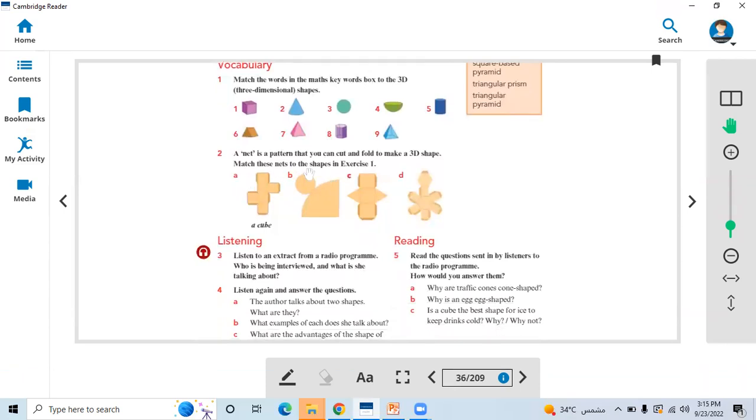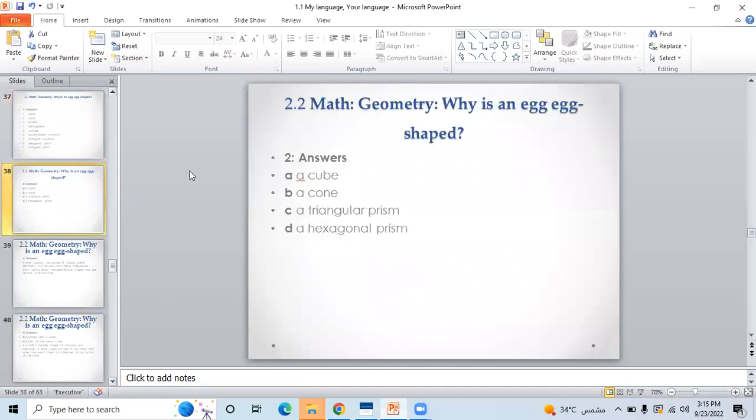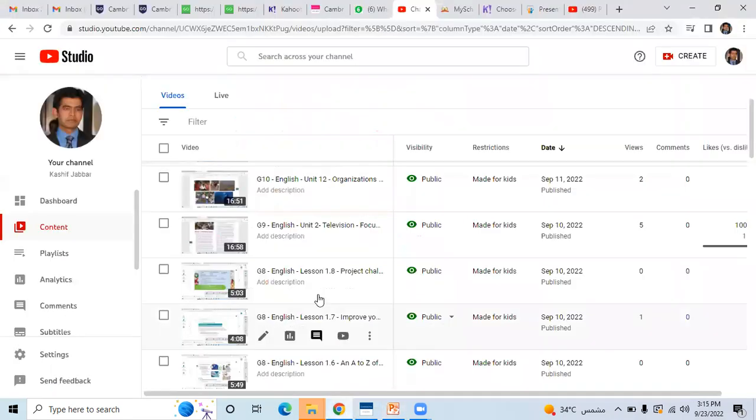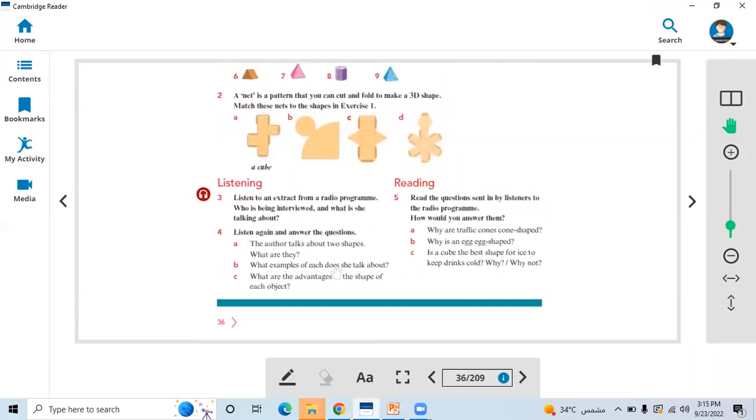Okay, then see question number 2. A net is a pattern that you can cut and fold to make 3D shapes. Match these nets to the shapes in exercise 1. Let's see how you can match. A is a cube, B a cone, C is a triangular prism, and D is a hexagonal prism. All right.